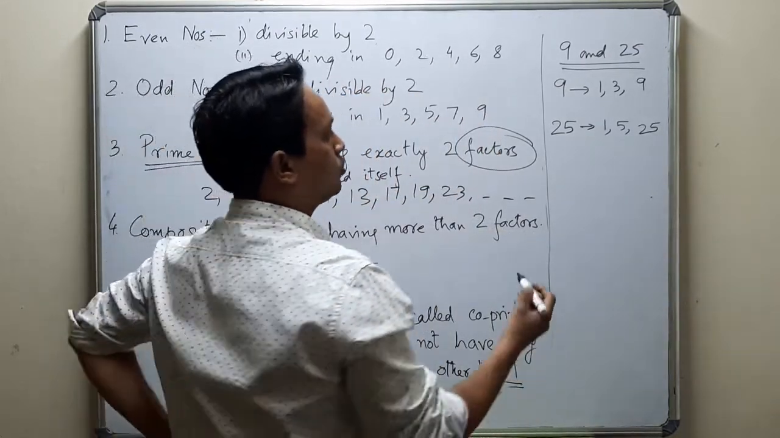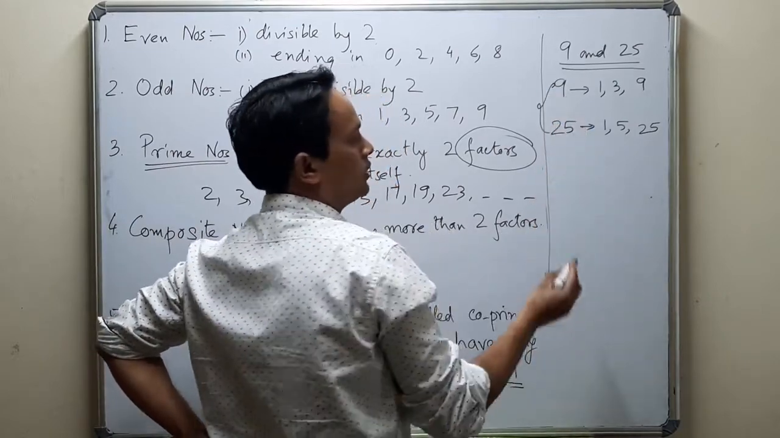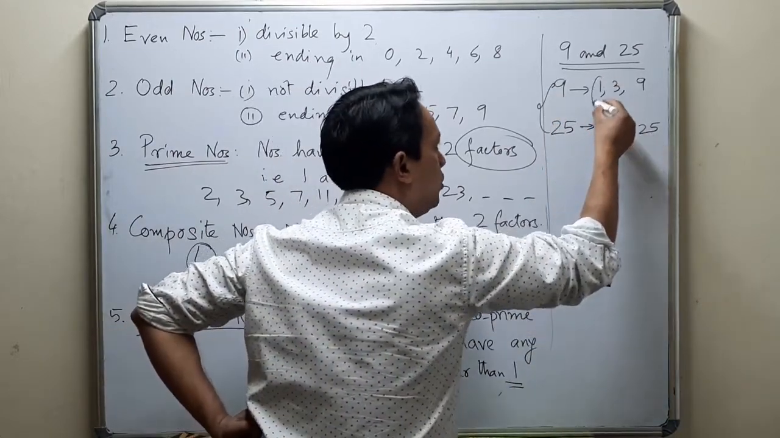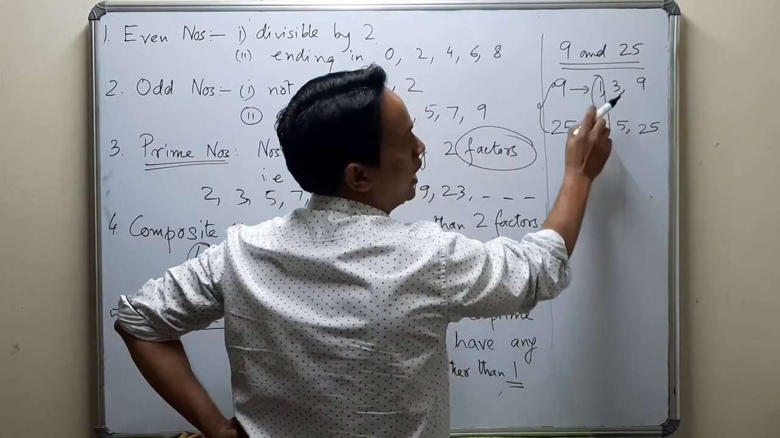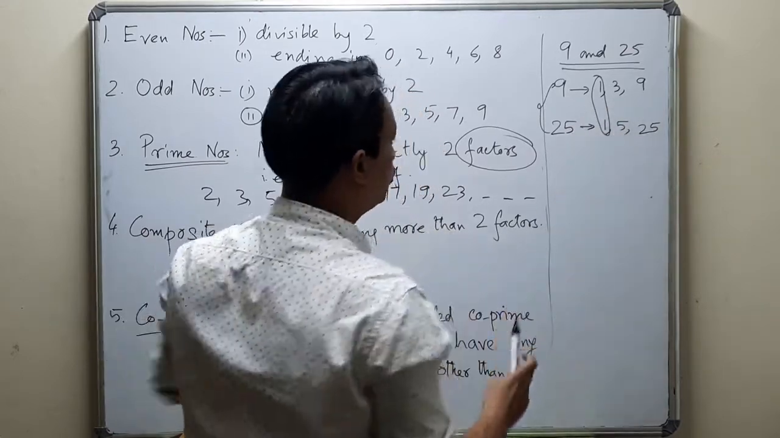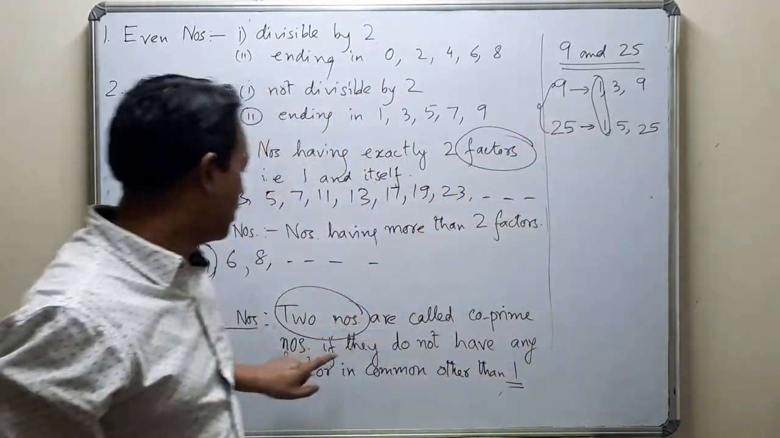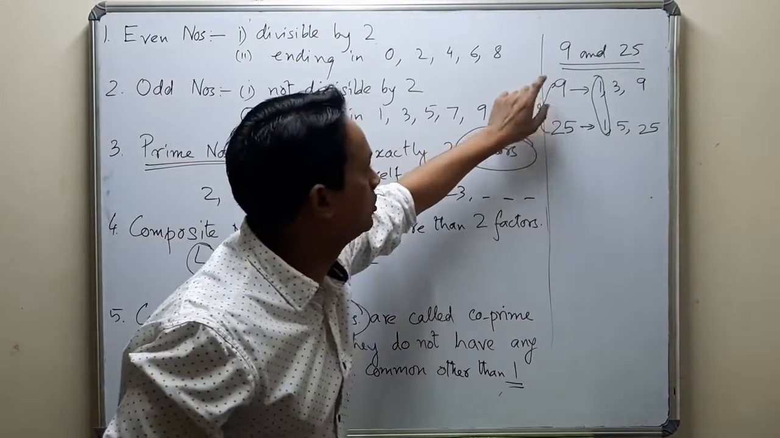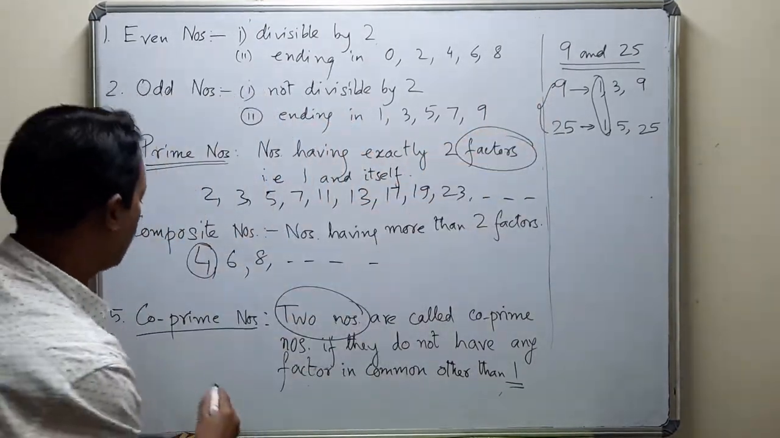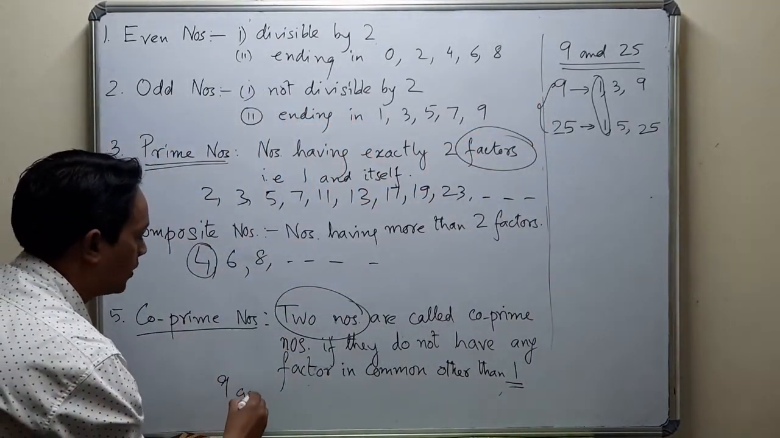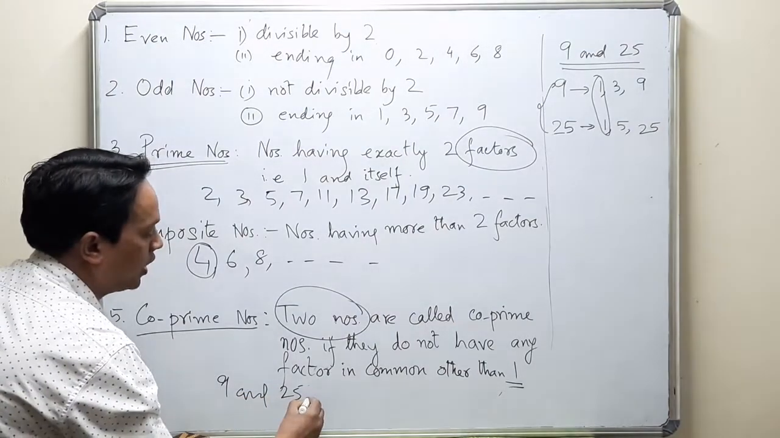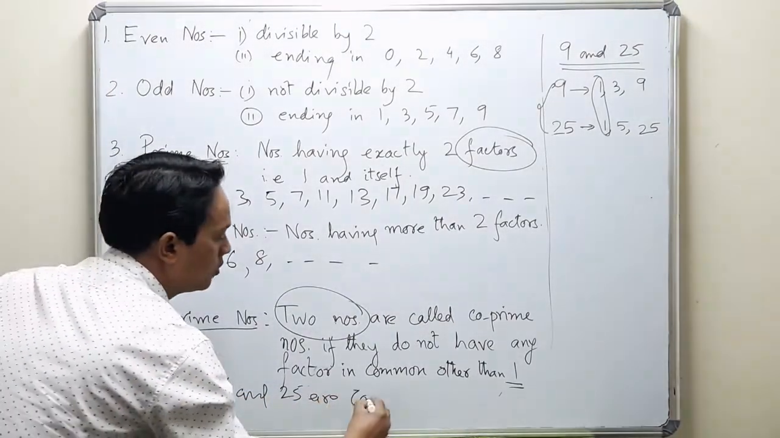So if I look at these 2 numbers together, I have only 1 which is a common factor. I don't have any other factor which is common. No other factor is common except 1. Then for these 2 numbers, 9 and 25, we can say 9 and 25 are co-prime.